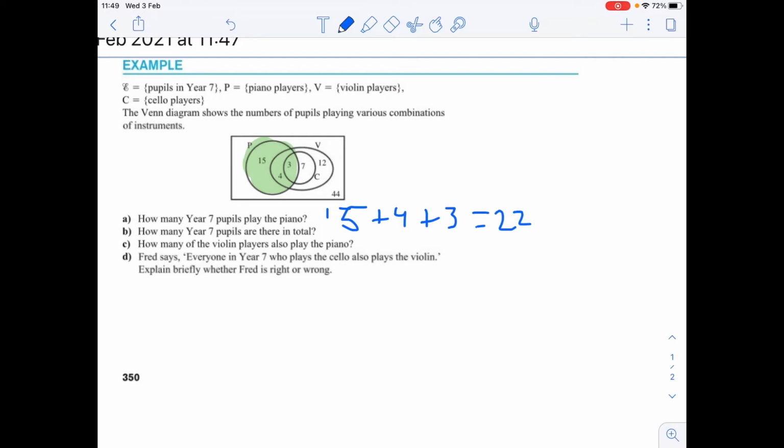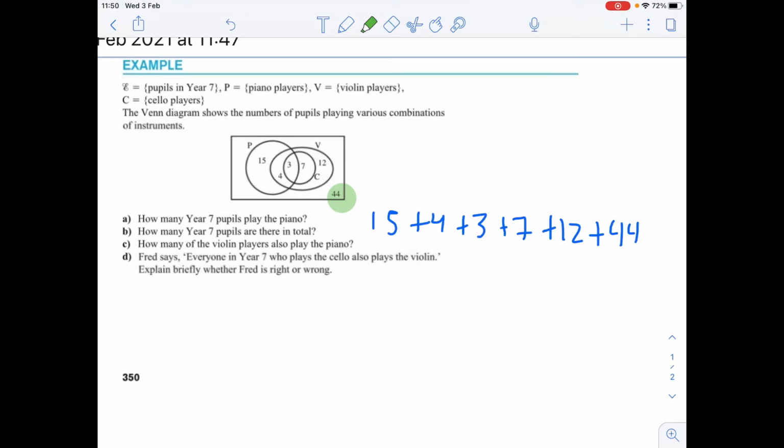How many year 7 pupils are there in total? Well, this is going to be 15 plus 4 plus 3 plus 7 plus 12 plus 44. Because those 44 over here are the ones that don't play any instruments, but they are also in year 7, so you're going to count them. Just because they're not very good with instruments doesn't mean they don't exist. So there you go. You add them all up with your calculator, sort it all out.